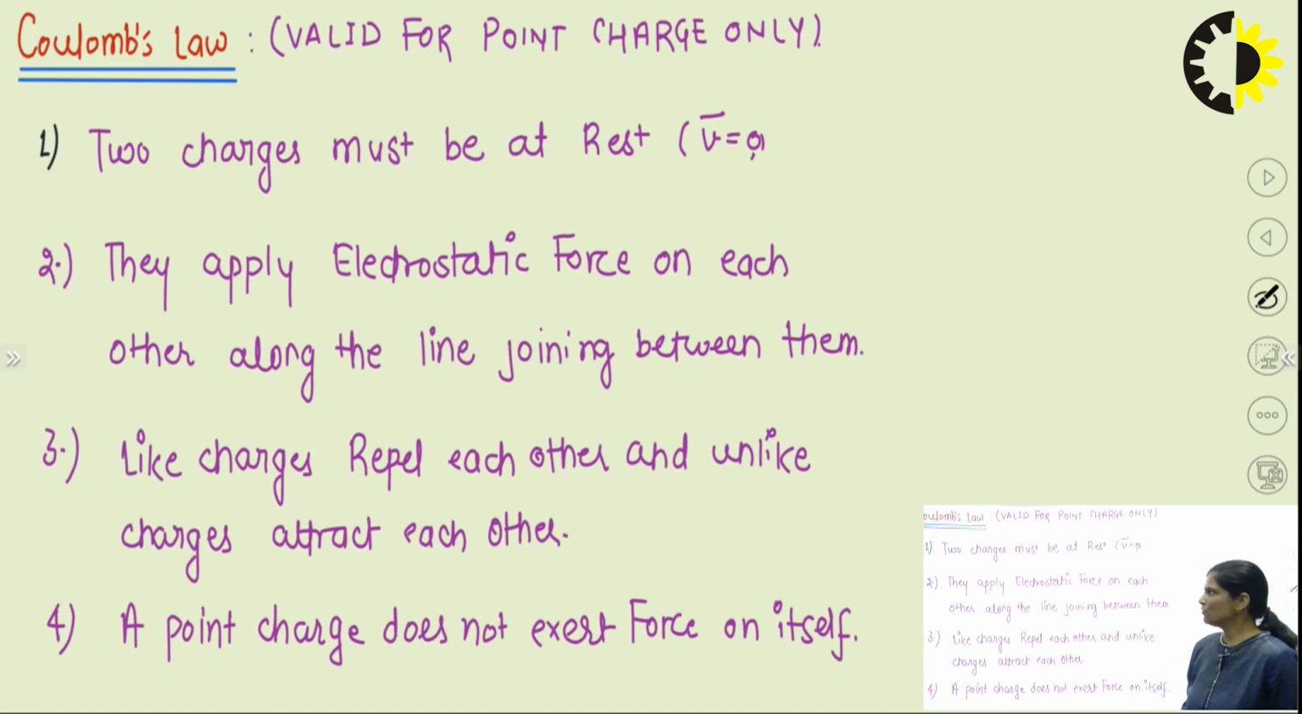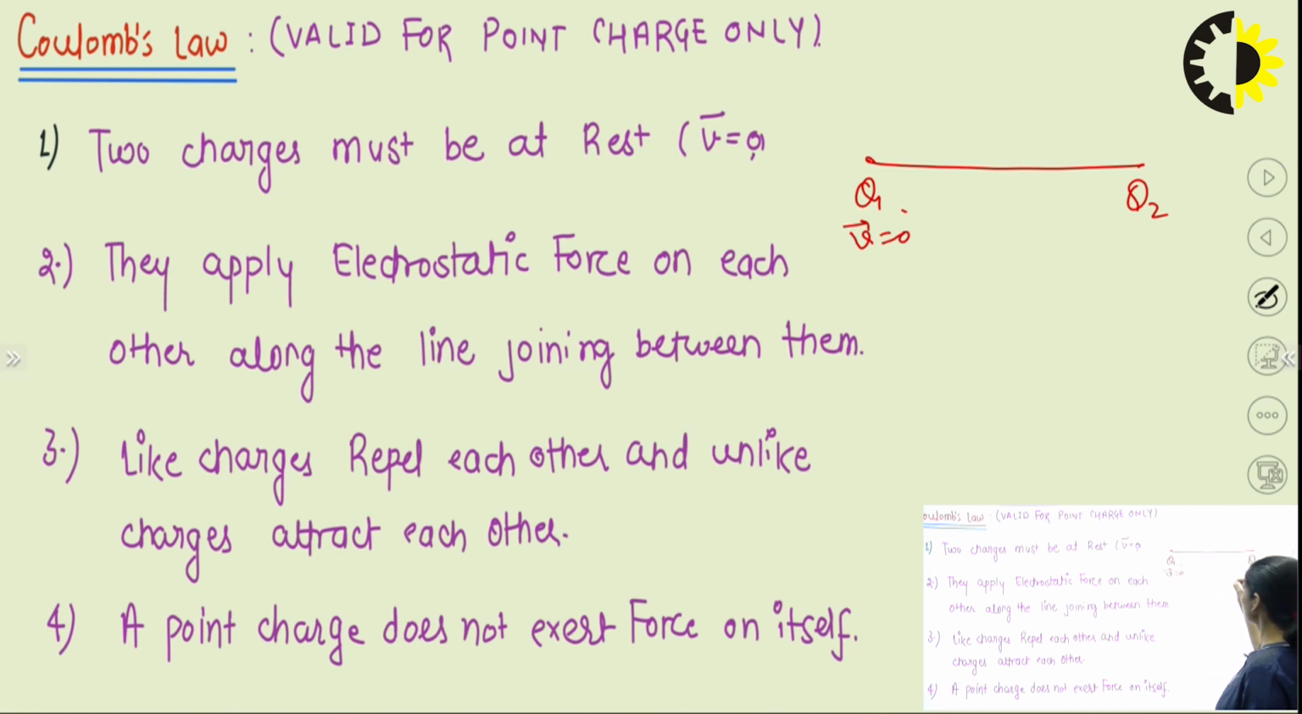Now Coulomb's law is valid for point charges only. The 2 charges must be at rest. So let's say you have 2 points Q1, Q2. These should be at rest, means V is equal to 0 at this point and V is equal to 0 at this point. They apply electrostatic force on each other along the line joining them.